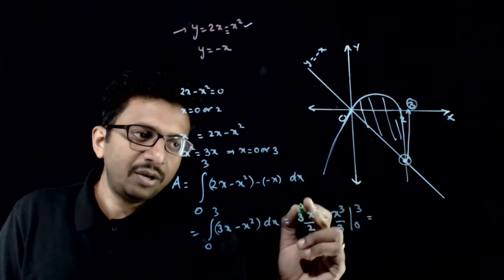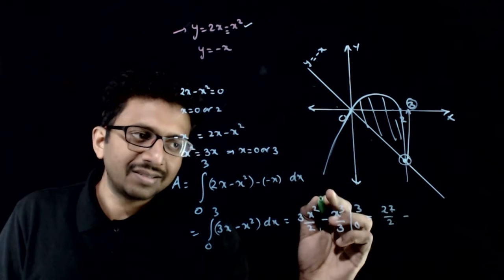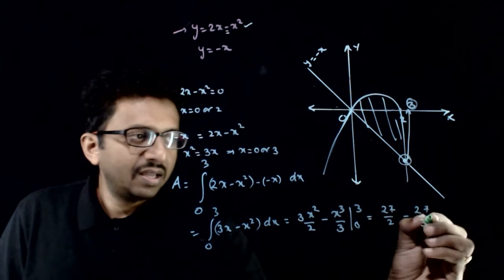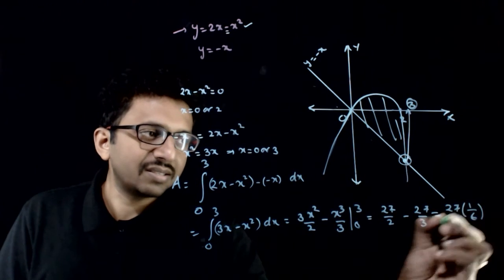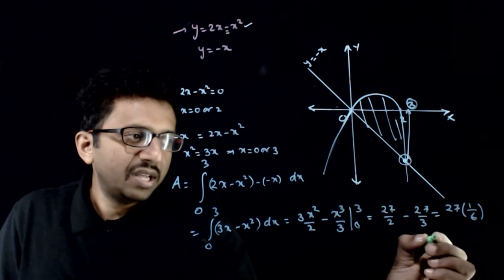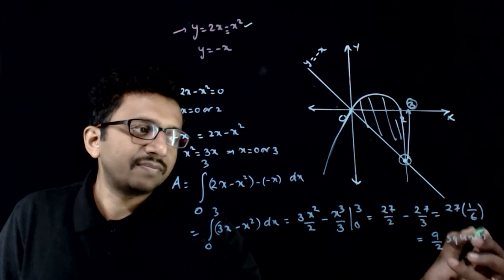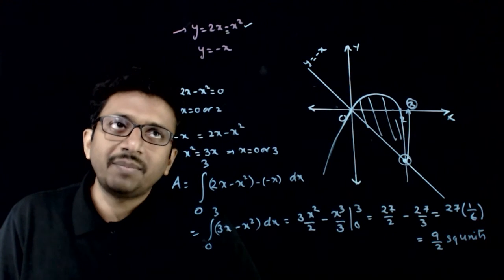That is equal to 3 by 2 times 9, that is 27 by 2 minus 27 by 3. That is equal to 27 times 1 by 2 minus 1 by 3, which is 1 by 6. That is equal to 9 by 2 square units. So area is 9 by 2. This area is 9 by 2 square units.